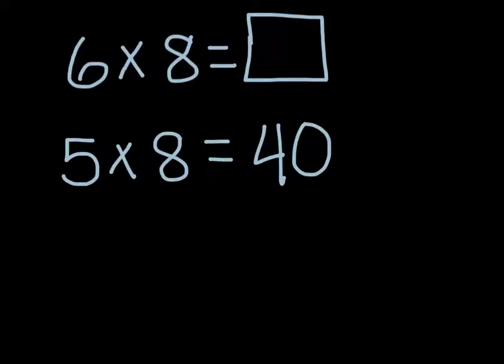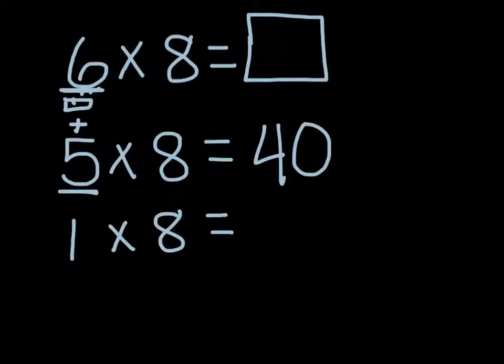And again, I only have 5 groups of 8 and I need 6 groups of 8. How many more groups do I need to get to 6? 5 plus something equals 6. That's right, 5 plus 1. So I need 1 group of 8. And 1 times 8 equals 8.